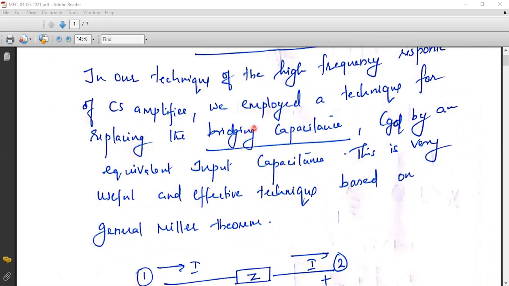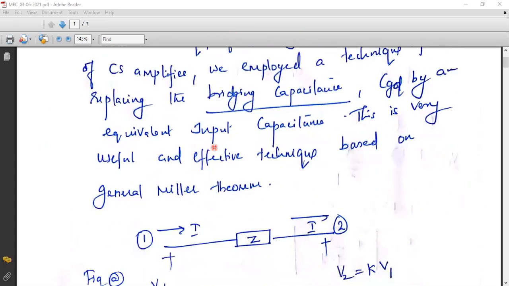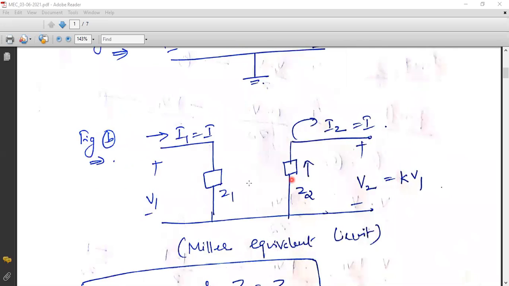Because we have to apply KVL, KCL, that is by connecting a dummy voltage source, we need to go for circuit analysis in order to find the equivalent resistance across such a bridging capacitor. So that is a tedious process. In order to solve such kind of problems, Miller has come up with a solution: whenever we have any bridging capacitance between the gate and drain terminal, it can be converted into some other equivalent circuit comprising two different capacitances.